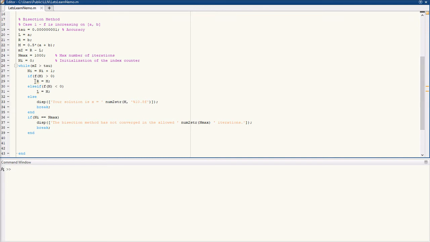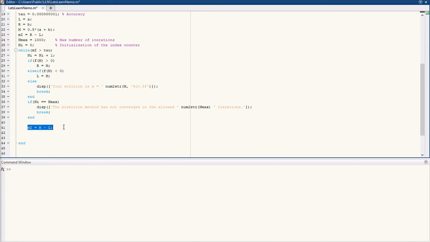So this is our redefinition of our bounds. So now we can update all of our other commands. For example, the measure of the interval now is going to be r minus l, because this is the old r minus l. Now we've updated it. Whether r changed or l changed, the measure of that interval should be half of what it's supposed to be. So this is changing by a factor of 2 each time.